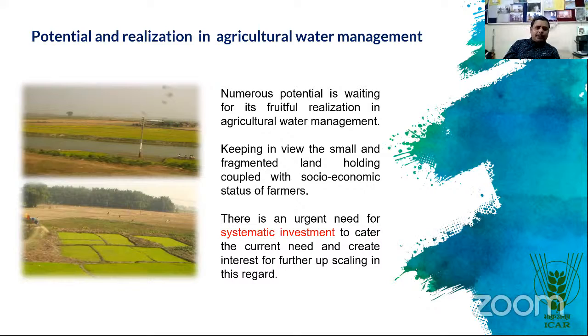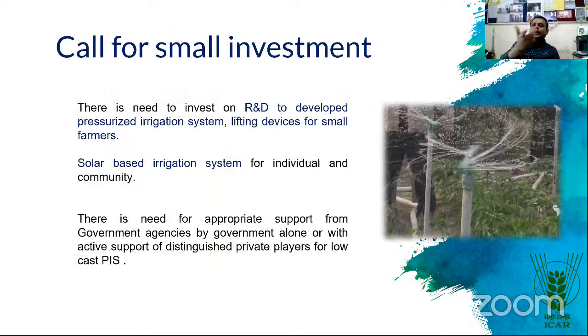What was the potential and realization of water management? There is a need to invest systematically to realize water management and to improve agricultural productivity as a whole. There is a need for small investments in sprinkler irrigation, drip systems, micro sprinklers, and many small interventions for 1-acre, 2-acre small farmers, so that water productivity can be optimized.